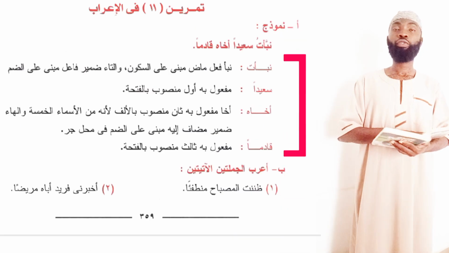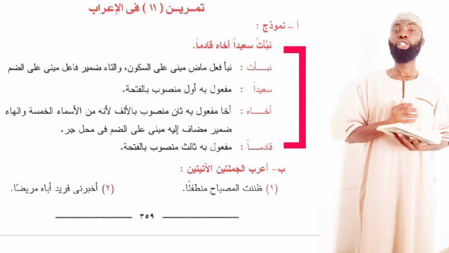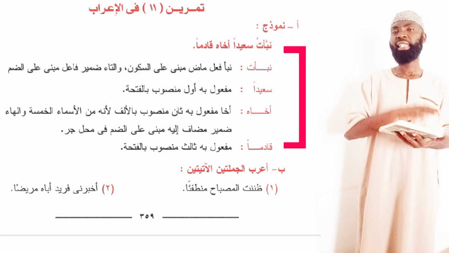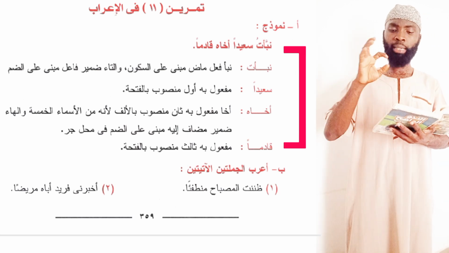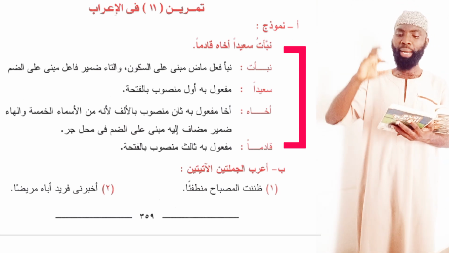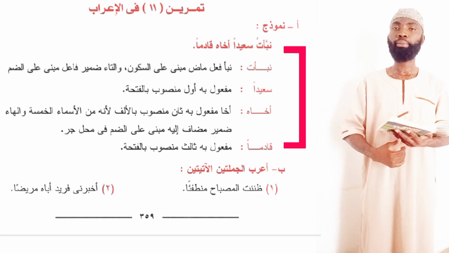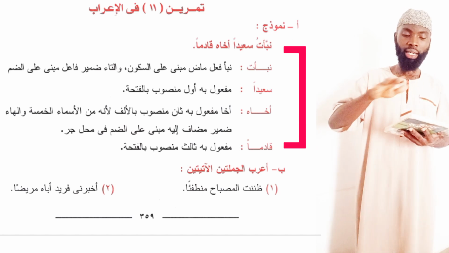Now we have the exercise in i'rab, the last exercise, which is on grammatical analysis. Let's analyze the following sentences. The first one, we have an example, a sample. It says: nabba'tu sa'idan akhahu qadiman. I informed Sa'id, his brother is coming.